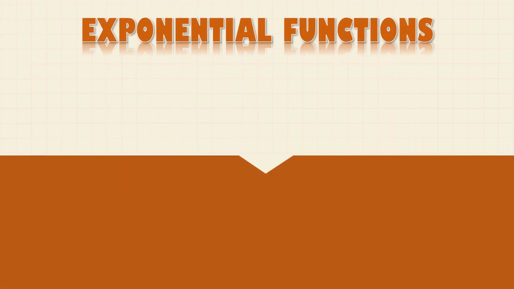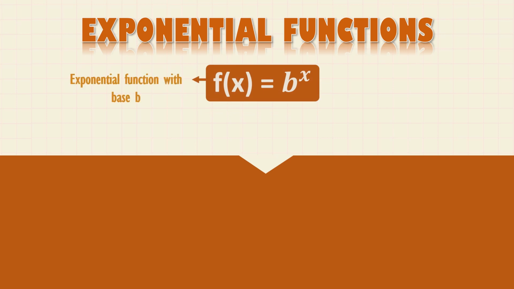Exponential function is written like this. We call it exponential function with base b, where b is a base. Base should be more than 0 and it cannot be equal to 1, and x is any real number.